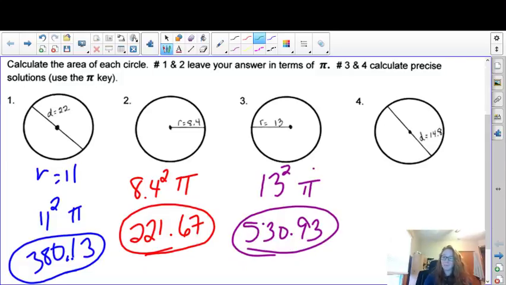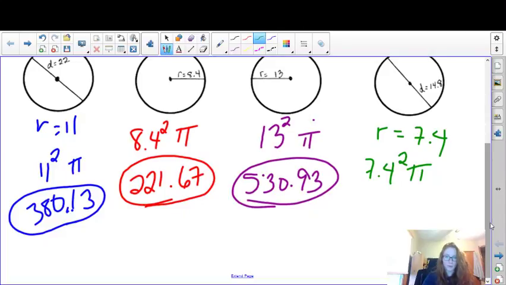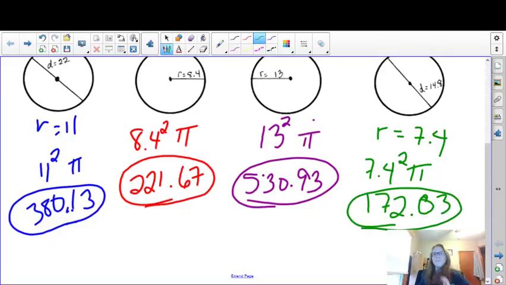And number 4, my diameter is 14.8, so I need to take that and divide it in half, which gives me 7.4. And then I'm going to go ahead and take that 7.4 squared times pi, which gives me 172.03. So area is not too bad.